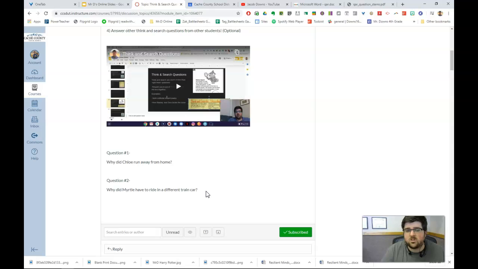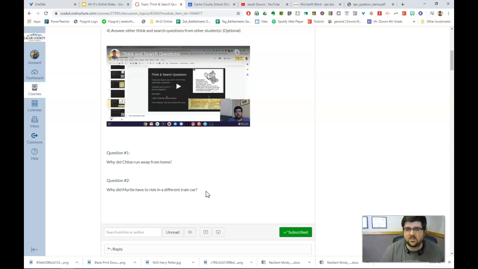And the second one: why did Myrtle have to ride in a different train car? That one's a think and search as well, because it gets close to saying it at one specific spot, but you have to piece different things together across a few different pages. Myrtle had to ride in a different train car because she was black. That's why. In Washington, D.C., it was legal to have black people and white people in the same train car. But as the train was leaving Washington, D.C., they were going to pass into Virginia, which was the South. And once it passed into Virginia, the law changed. And that's why she had to go ride in a different train car.